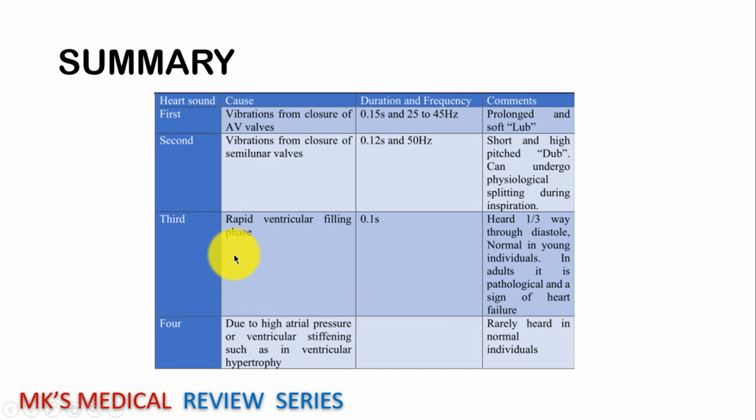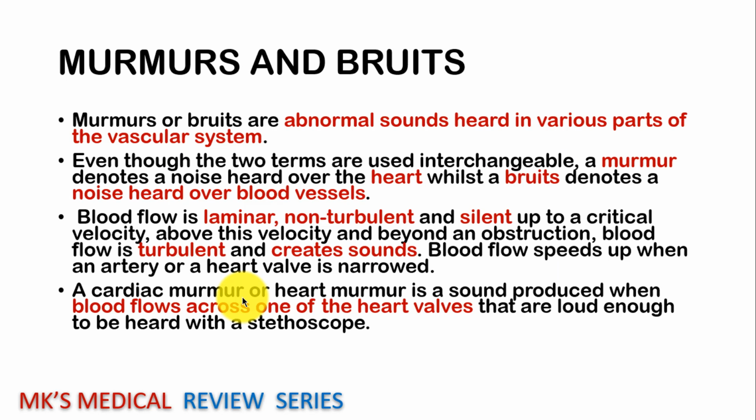Now, when you have these heart sounds in combination, all present on the screen, they may produce what is known as a gallop rhythm, like horses running across the ground. So now let's move on to murmurs. Those are the normal heart sounds, S1, S2, S3, and S4. Now we'll move on to abnormal heart sounds.